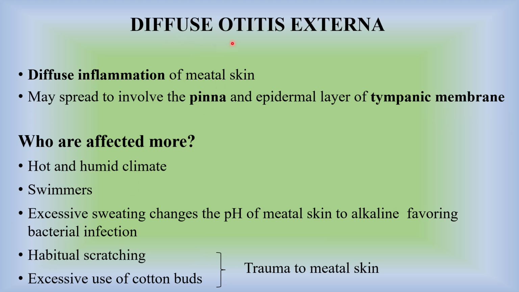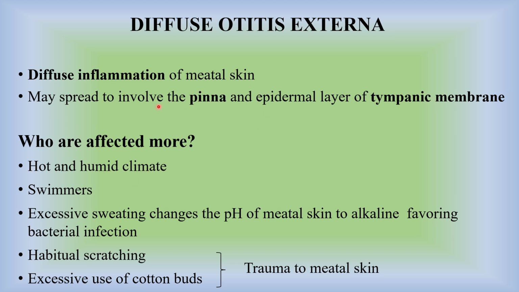So in diffuse otitis externa, if localized otitis externa is not treated promptly, it may progress to involve the whole of the external auditory canal skin. Then it is known as diffuse otitis externa, as there is diffuse inflammation of the meatal skin. It may spread to involve the pinna and the epidermal layer, the outer layer of the tympanic membrane. So outward, inward, the infection can spread.